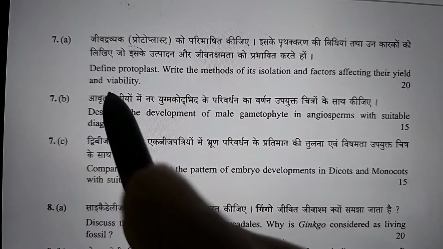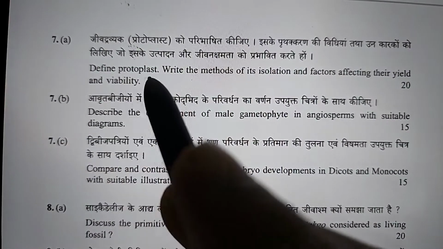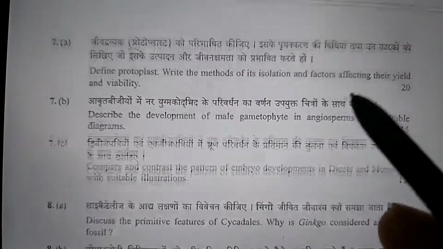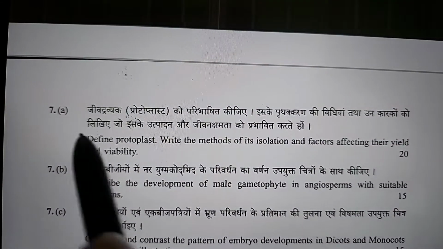Here also there are 3 options. Define protoplast, write the method of its isolation and factors affecting their yield and viability.